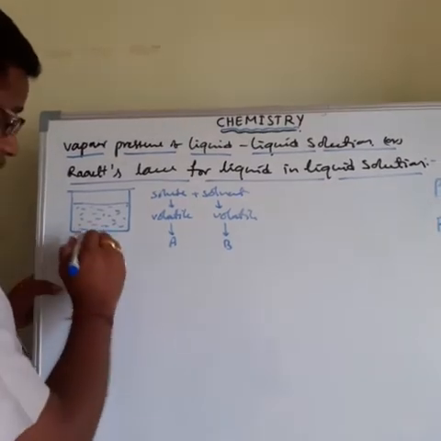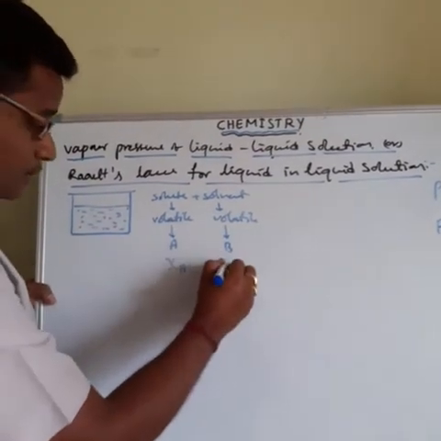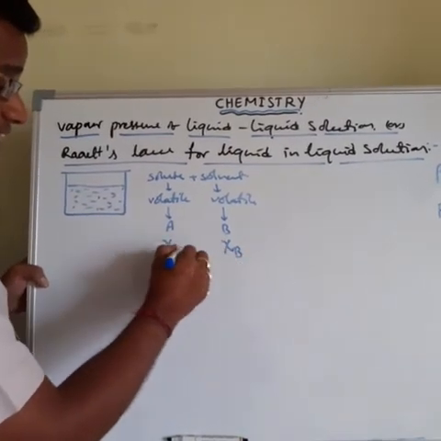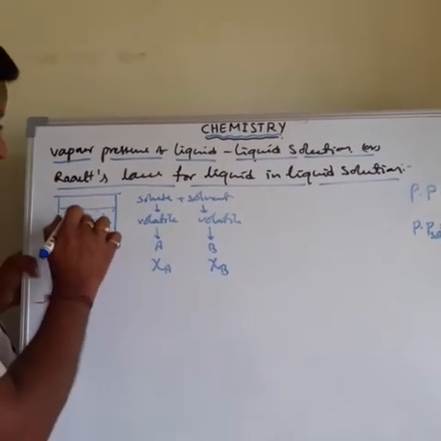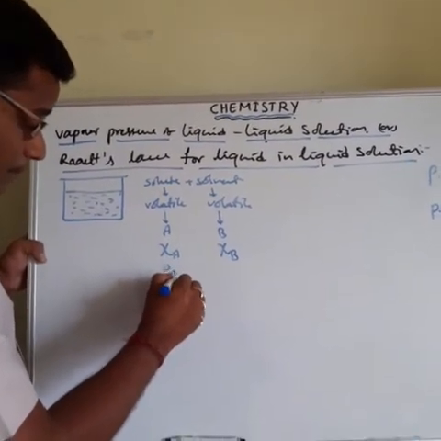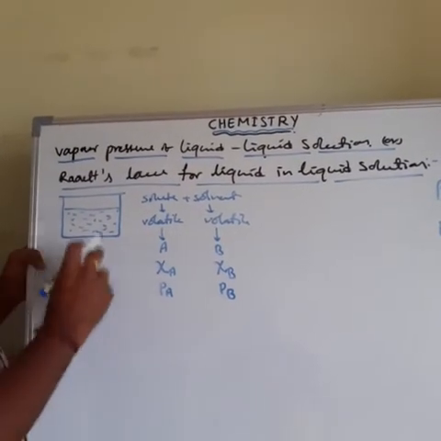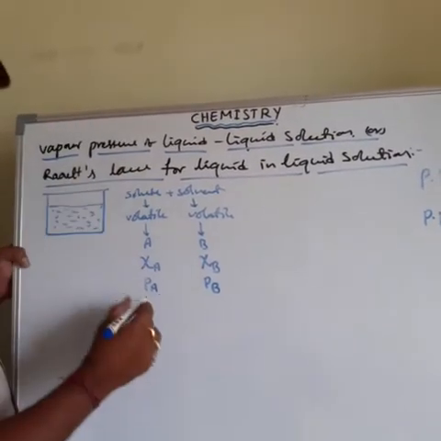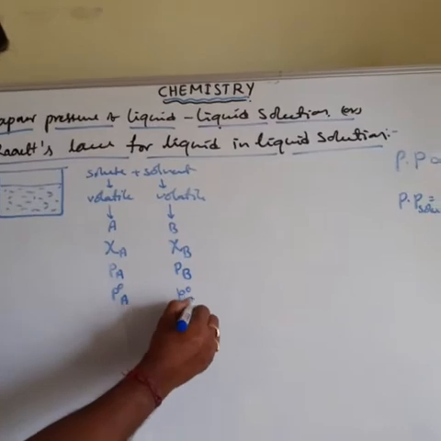Then next, at a given temperature, the mole fraction of the solute is Xi A and the mole fraction of the solvent is Xi B. Mole fraction is represented by the symbol Xi. Then the partial pressure of the solute: the pressure exerted only by the solute is called the partial pressure of the solute. The partial pressure of the solute is PA, and of the solvent is PB. Then the pressure exerted by the compound in the pure state, that means the vapor pressure of the pure solute is P naught A, and the vapor pressure of the pure solvent is P naught B.